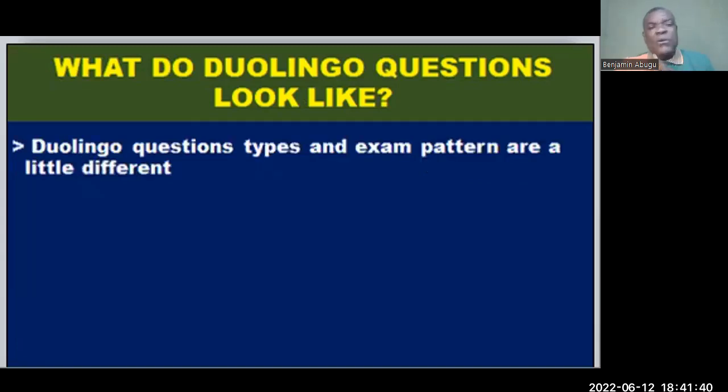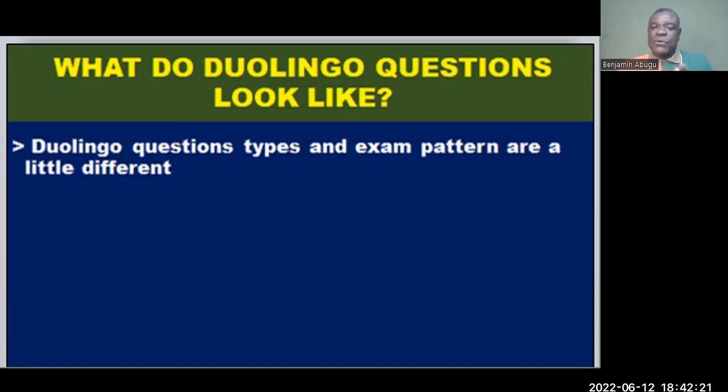Now, Duolingo question types and exam patterns. What do they look like? Now, you need to understand that they are a little different from the questions you have in IELTS, TOEFL, and others. As I earlier mentioned, the Duolingo English Test is adaptive. There's something called Computer Adaptive Test, CAT. And of course, that's what you find in Duolingo.